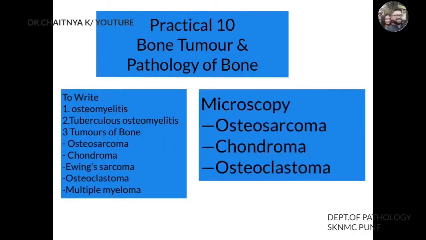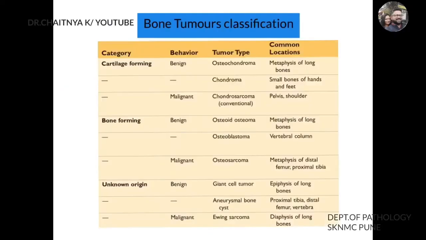Coming to part 2 of the practical of the bone, that is the bone tumors. So before going to the bone tumors, just quickly revise your bone tumor classification. Here you can see the bone tumor can be classified according to the formation, what the bone tumor is forming, that is the cartilage, bone forming or unknown origin.